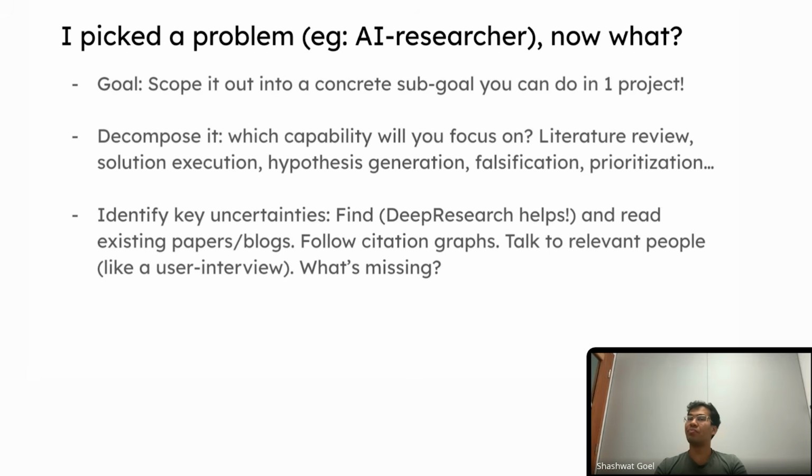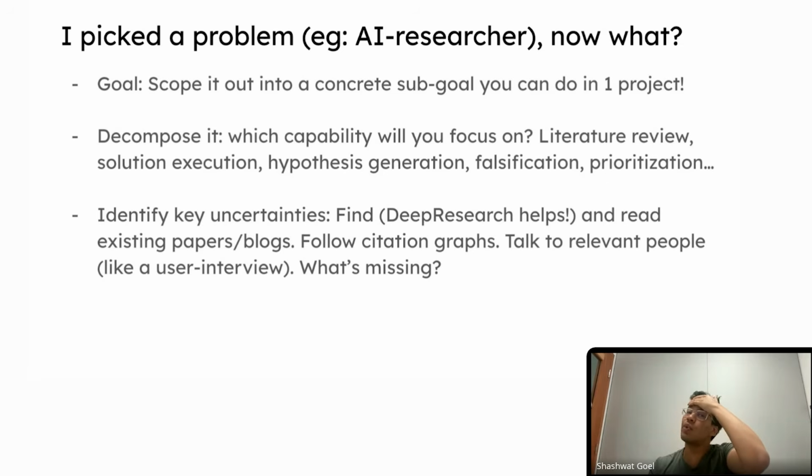And again, in the end, you want to scope it out to a level where you've identified one key uncertainty. The way you do this, like I discussed before, is to first see what the literature has already done. Maybe start with one deep research query, read existing papers and blogs, then come up with follow-up hypotheses, then see if they have already been solved, and so on. Another way people do this is, once you find one good paper, you can follow its citation graph, which is the papers that cited it, and see if they already solved your follow-up question.